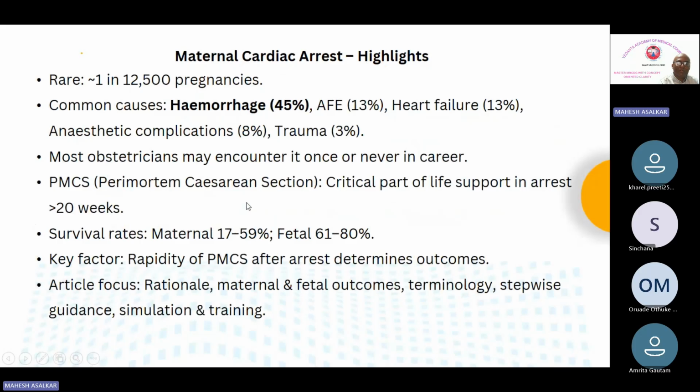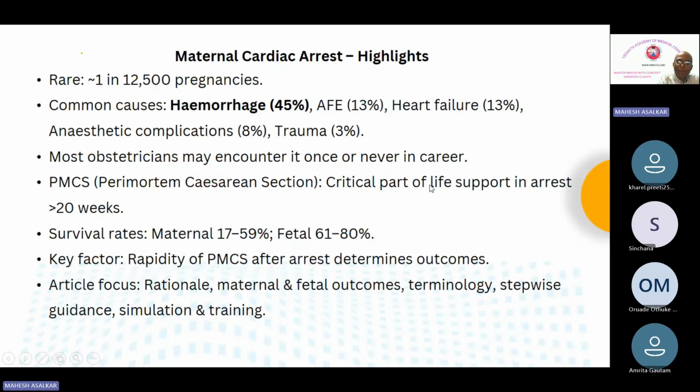Okay, so maternal cardiac arrest is a very rare event, around 1 in 12,500 pregnancies. Yes, again, one of the SBAs can ask you about the causes of cardiac arrest. The causes: hemorrhage is responsible in 45% of cases. Then AFE, amniotic fluid embolism, 13% of cases, and heart failure in 13% of cases. These are the other causes. So hemorrhage is the most important cause for this. Okay, then most obstetricians may encounter it once or never in their career.